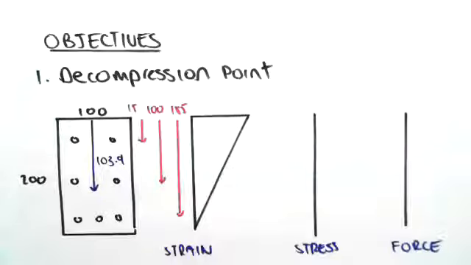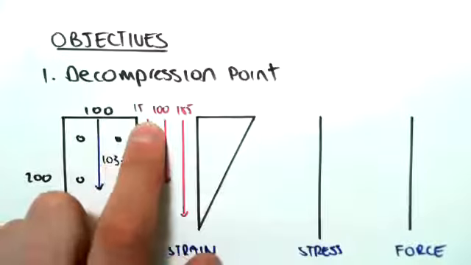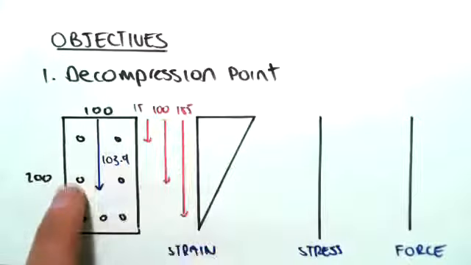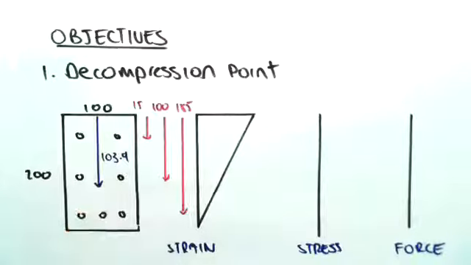Hey guys, the objective of this video is to find the decompression point for the section we've been working with. So I've just redrawn the section: 100 by 200, with 15 and 185 being where all of the centroids of the steel layers are. So what is the decompression point? The decompression point is the next point on our strength interaction diagram.